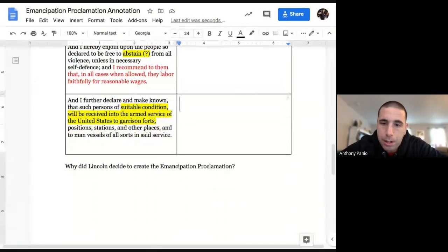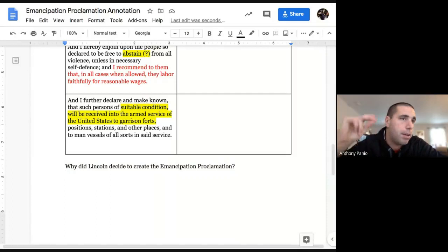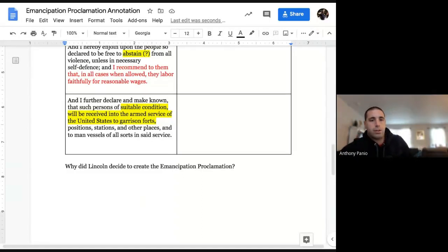And then at the bottom here, you're going to fill in the million-dollar question. If you are able to figure out why Lincoln decided to create the Emancipation Proclamation, and there's a ding in your head, meaning a light bulb goes off about why Lincoln signed it, write it here, and then write it in the chat. Let's see who the first person is to get it. Don't look it up.